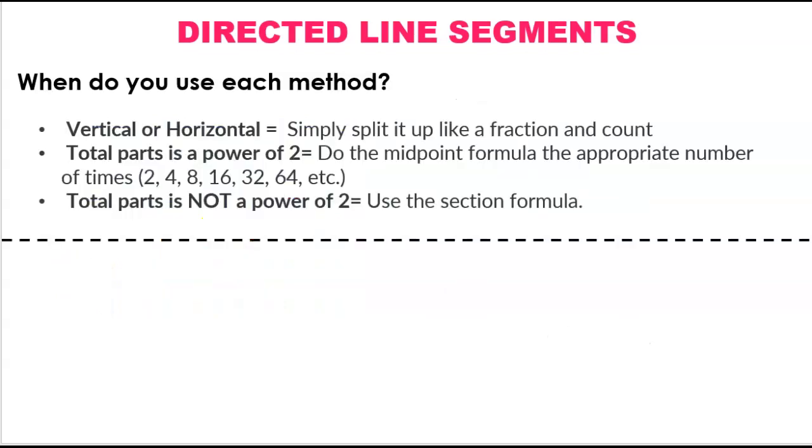Okay, so when do you use each method? Now, the vertical and horizontal, that's easy, okay? We just split it up like a fraction and we count. When the total parts is a power of 2, you're going to use the midpoint formula, okay? And you're going to use it multiple times to find where you're going to partition your line segment.